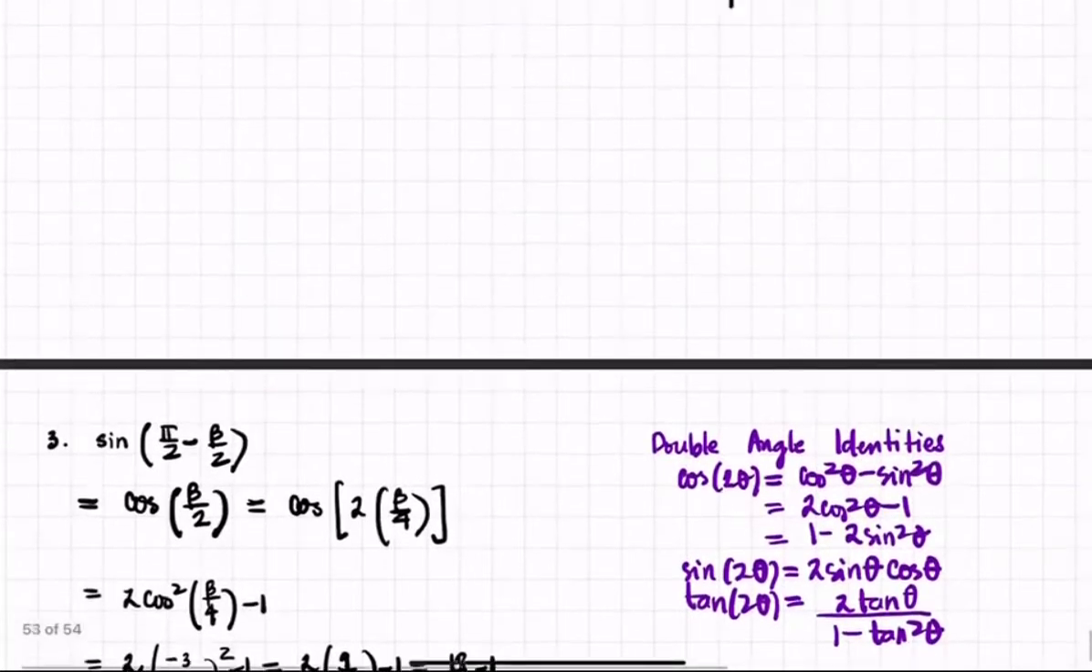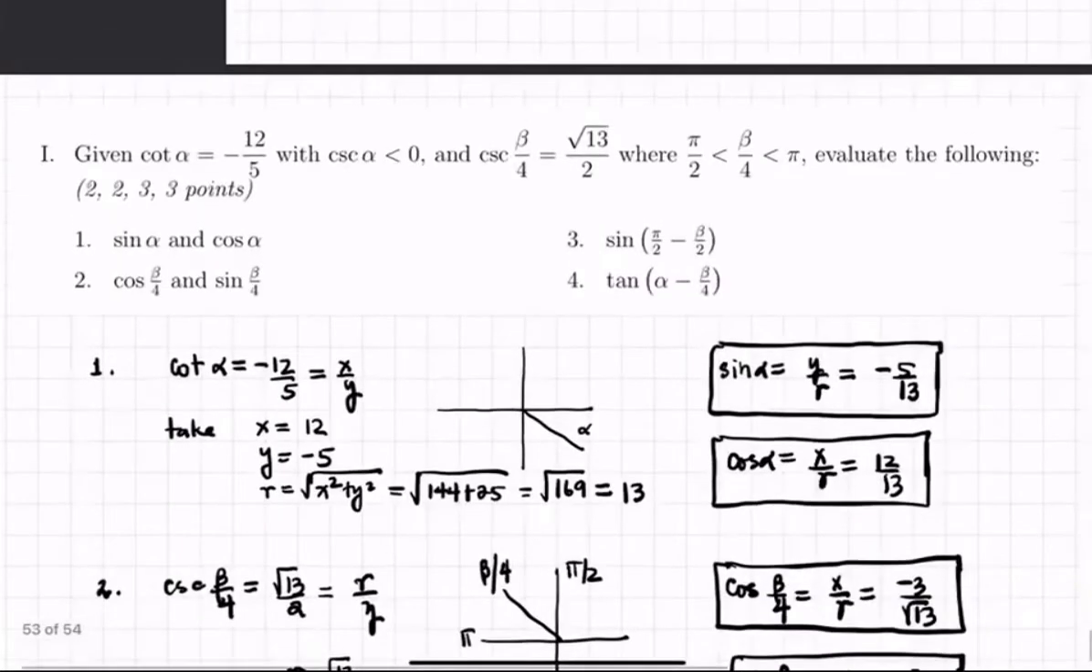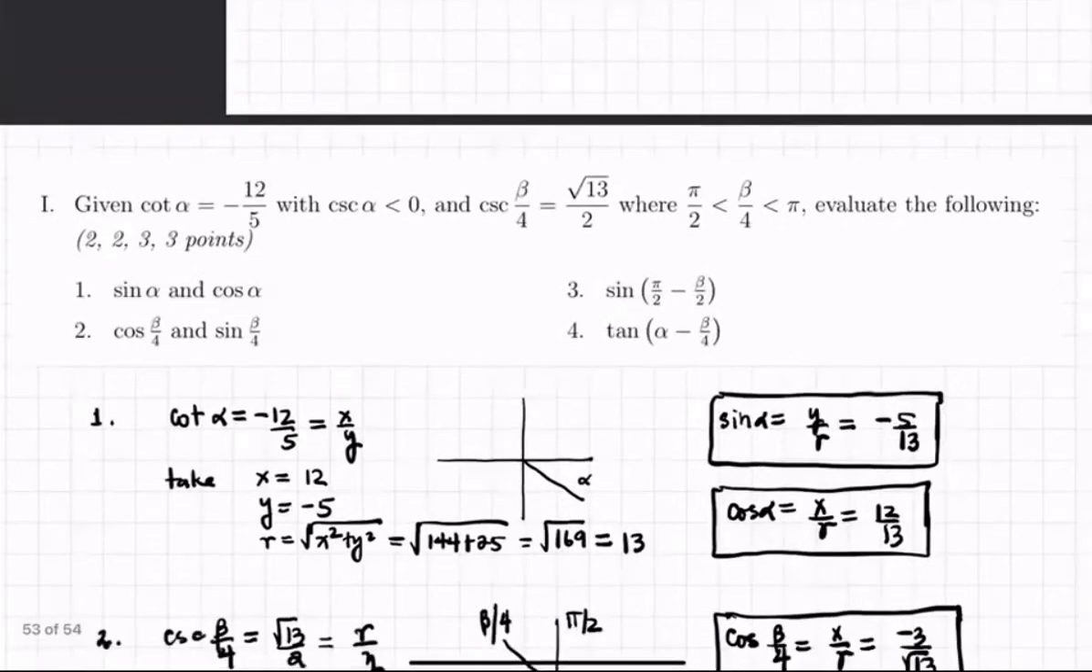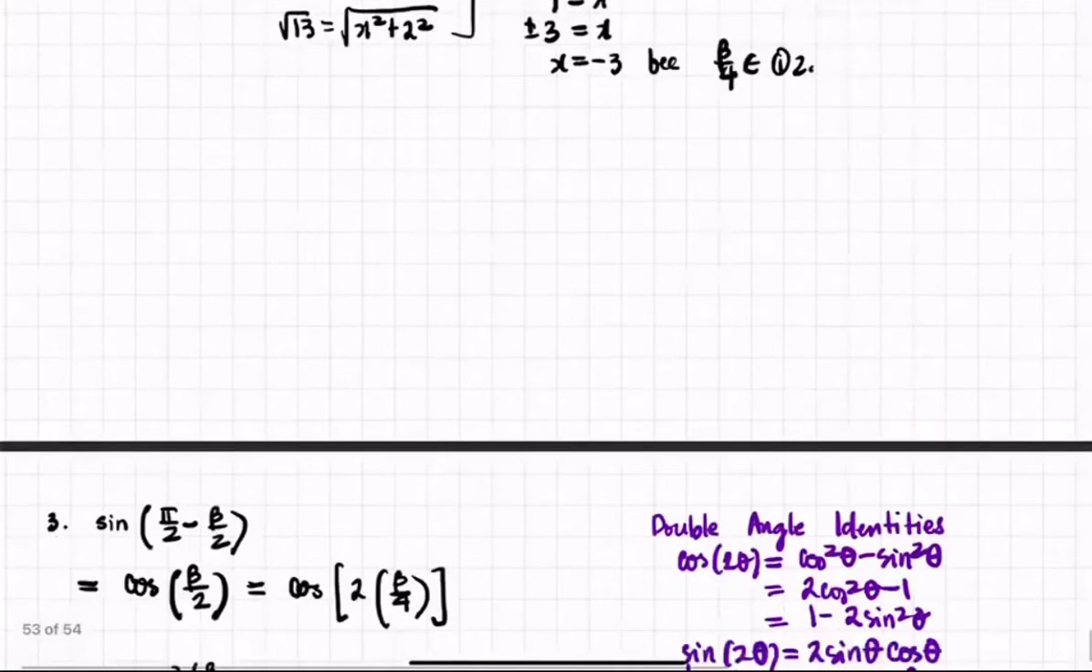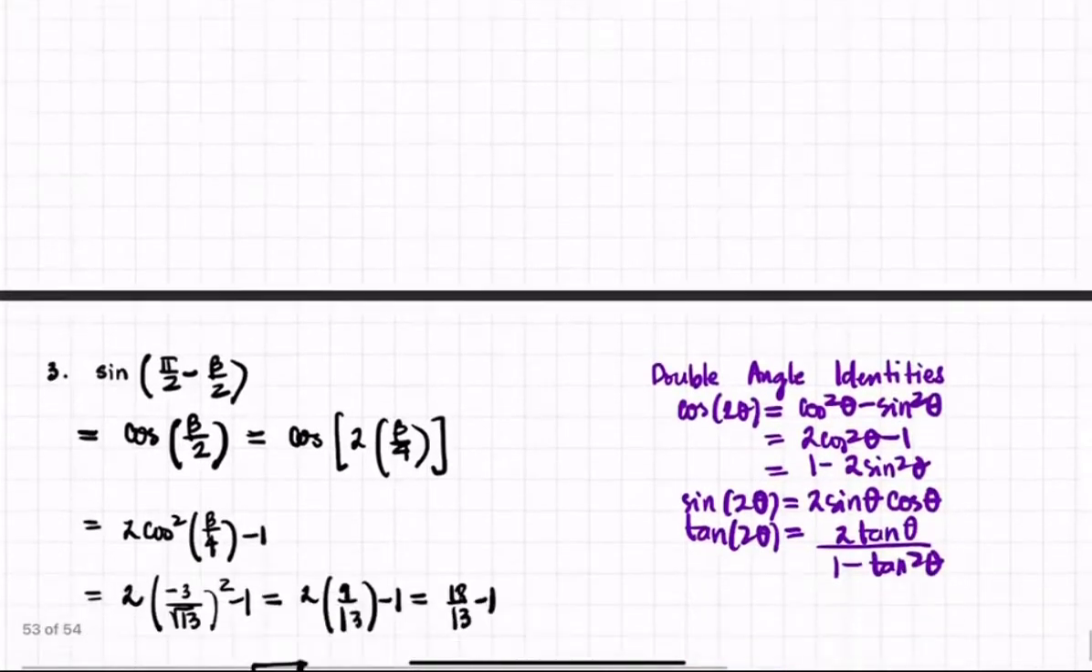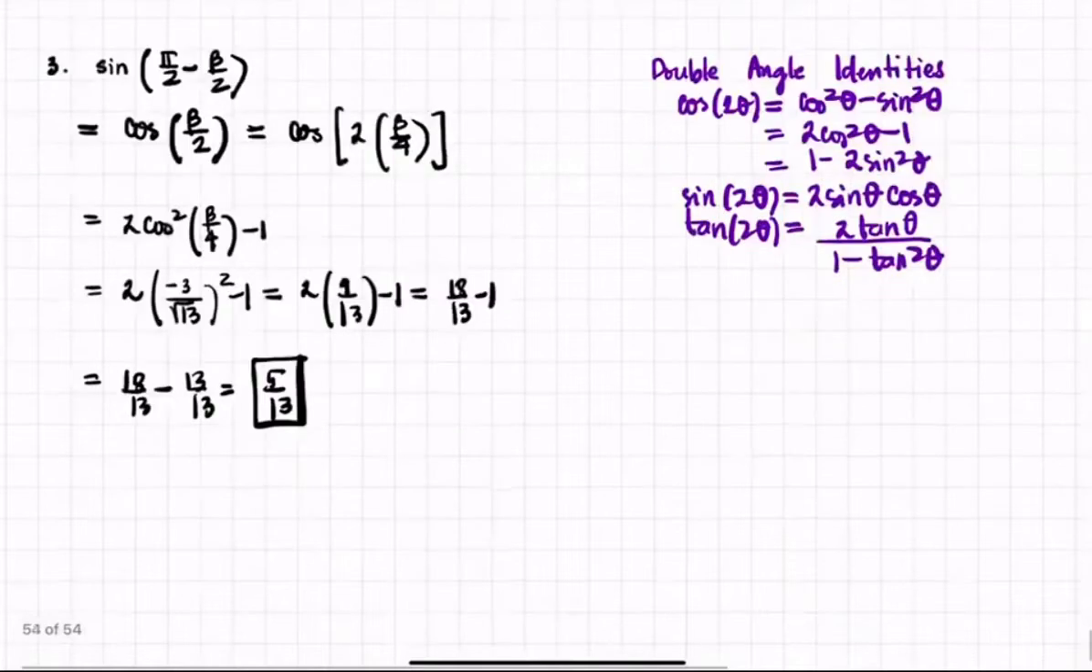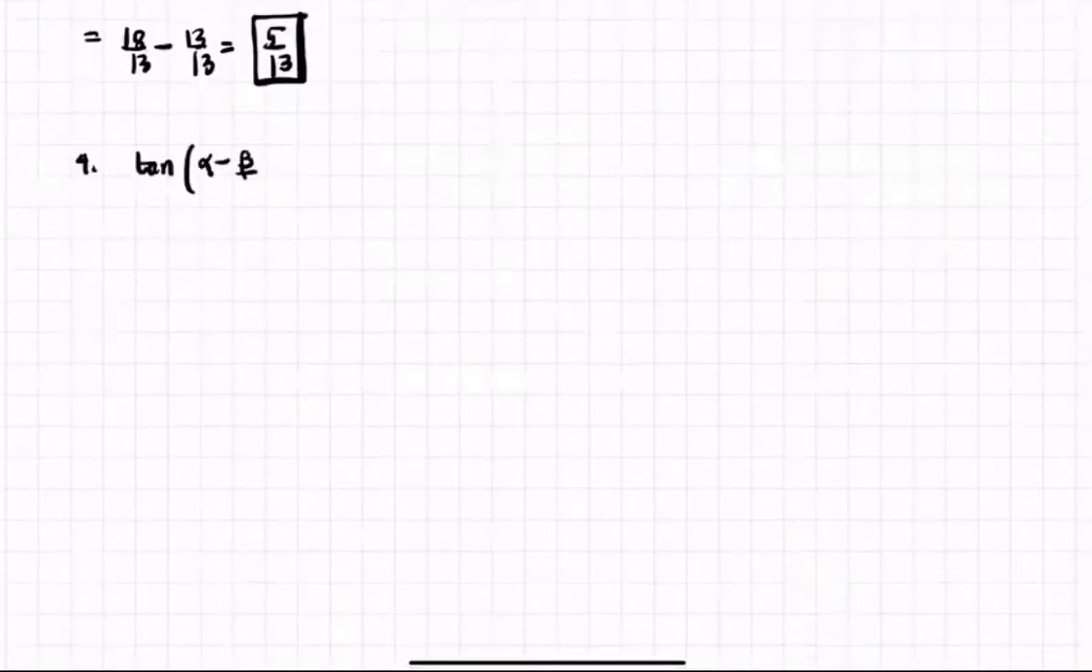Okay, so punta tayo dun sa last item. So pinapahanap sa'yo sa number 4, tangent alpha minus beta over 4. So sa exam, medyo expect nyo na parang ganito yung mga lumalabas. Okay, so anong identity ang gagamitin rito? Yes, sum and difference kasi yung angle mo ay may difference.